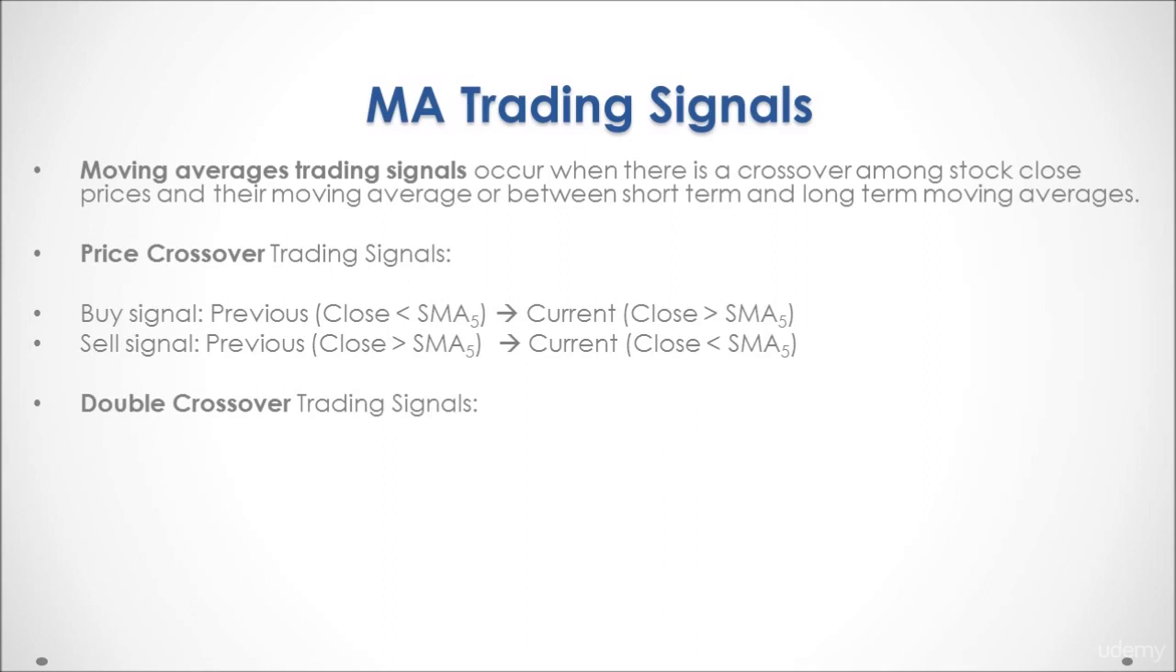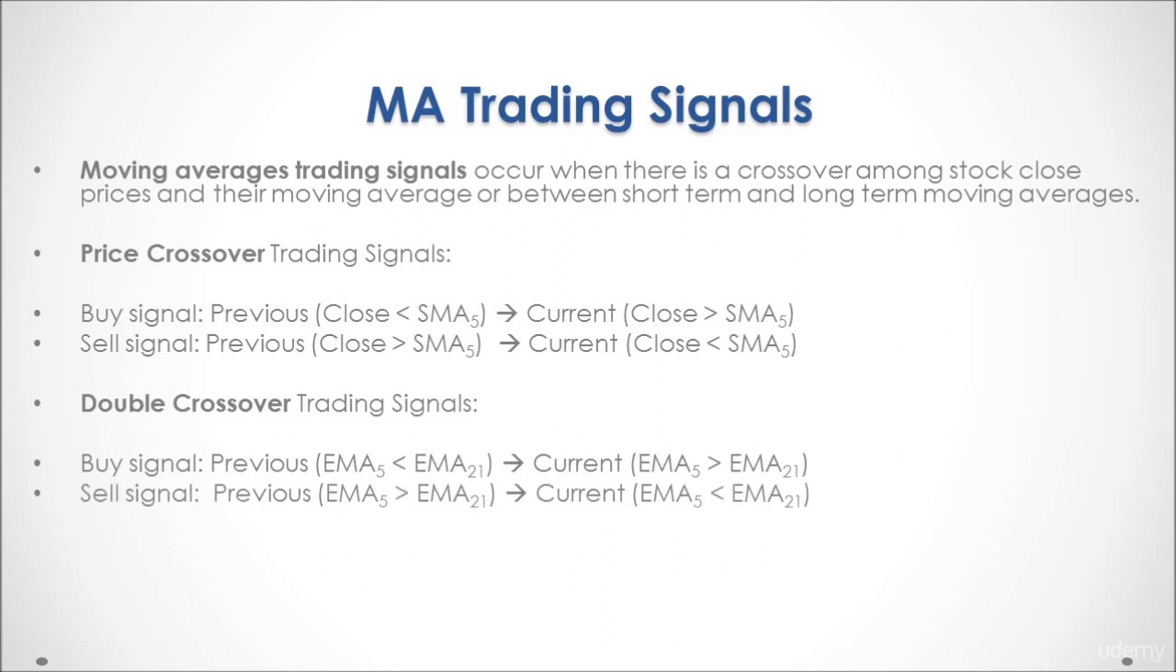We also have the double crossover type of trading signals, in which we have a buy signal if the previous short-term exponential moving average was less than the longer-term exponential moving average, and then the current short-term exponential moving average is greater than the long-term exponential moving average. On the other hand, we have a sell signal if the previous short-term exponential moving average was greater than the long-term exponential moving average, and then the current short-term exponential moving average is less than the long-term exponential moving average.